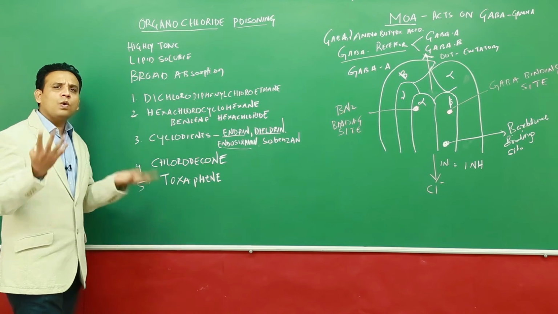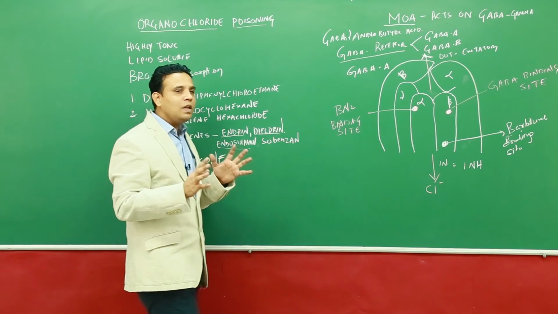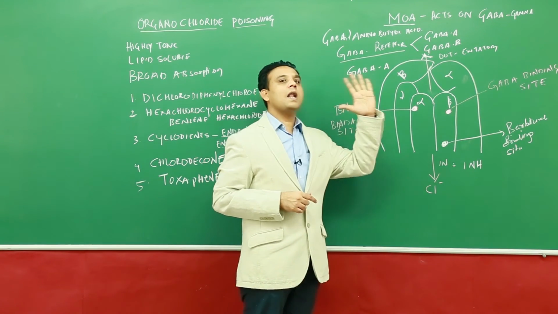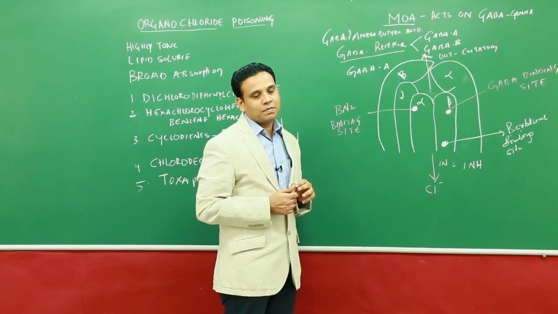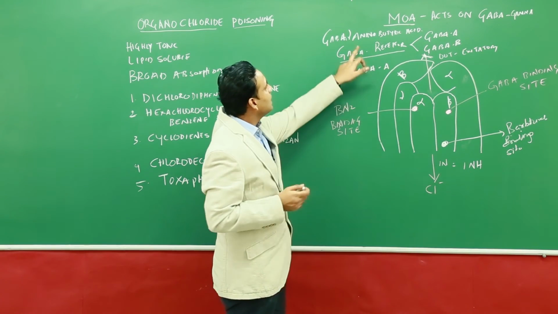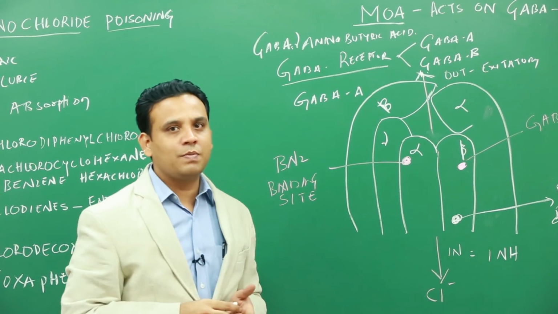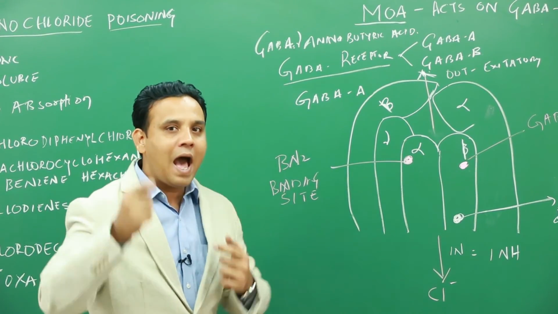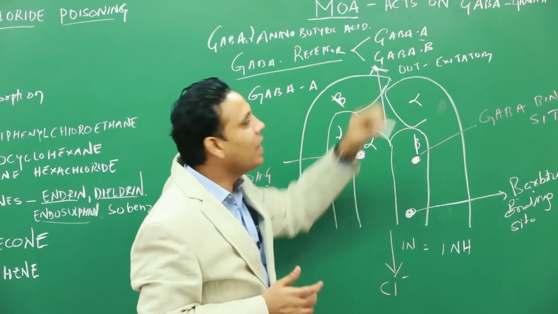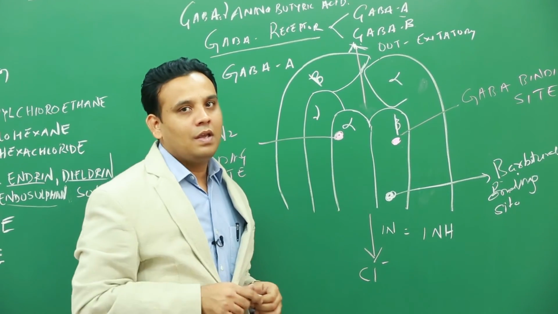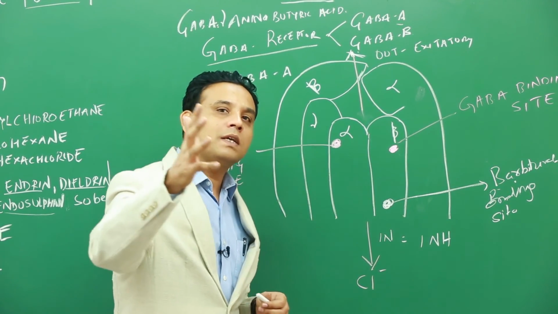Now, how does organochloride act, and what does it do in our body? Usually in organochloride poisoning, the mechanism of action is on GABA receptors. What do you mean by GABA? GABA is gamma amino butyric acid. GABA is specifically a neurotransmitter which mostly acts on GABA receptors. How many types of GABA receptors do we have? GABA A and GABA B. Gamma amino butyric acid is the neurotransmitter which usually acts on the receptor.